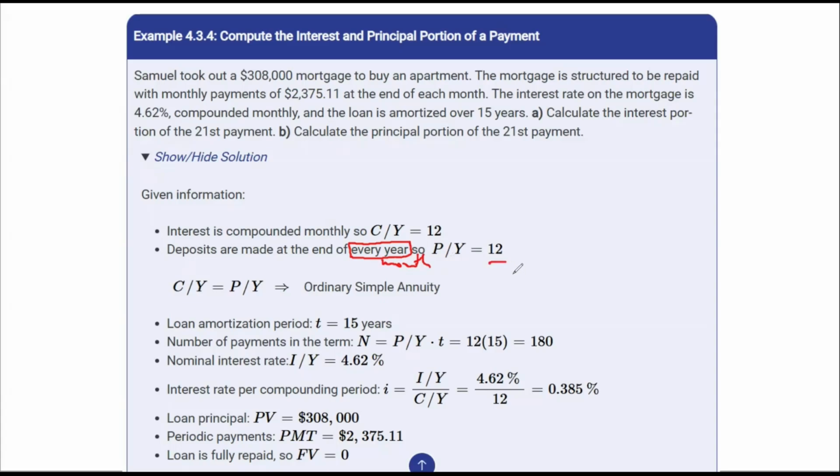So that's going to be 12, because every month you pay. You make 12 payments per year. And because these two quantities are equal, you are looking at an ordinary simple annuity, so you know which formula you're looking for. 15 years, you know, 180 payments in that period. Nominal interest is given, but the interest per compounding period is going to be this. Everything is given. Yeah, there's a mistake there. I hope people are going to watch this video and know to make this correction in their notes.